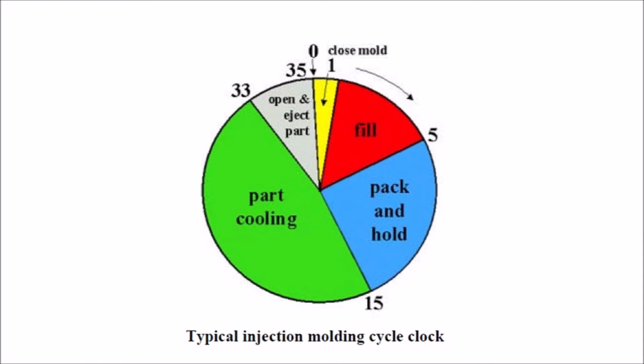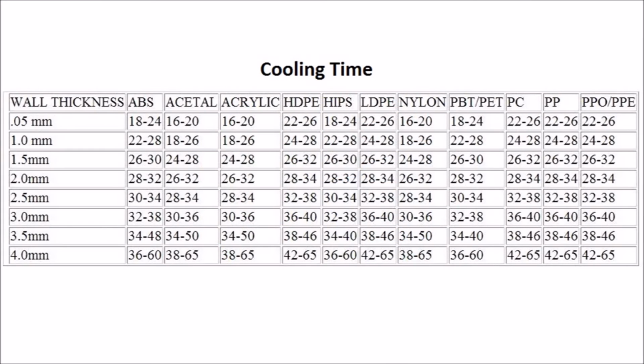As you can see in this picture, the typical injection molding cycle clock consists of 1 second close mold, 5 seconds fill time. This depends on the part shape, size, nominal thickness, and the variation in the part thickness, thick to thin. And vice versa, it can be longer than 5 seconds. 10 seconds pack and hold. 15 seconds part cooling. This depends on the part design, however for a start you can pick a recommended cooling time from this chart based on the molded material and the part thickness. 2 seconds for open and eject part.